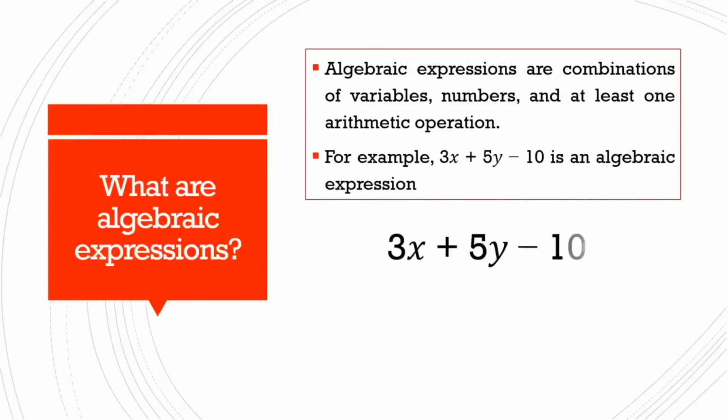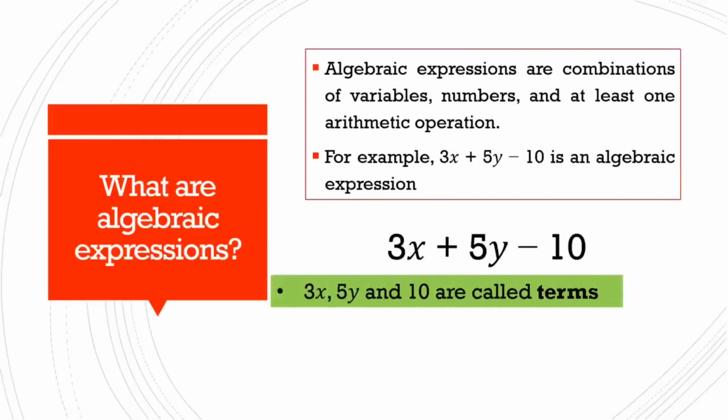So here is an example of an algebraic expression. We have 3x plus 5y minus 10. That expression has the following terms. We have 3x, 5y, and 10. These terms are separated by the operations addition and subtraction. So if I'm going to ask you how many terms are there in this algebraic expression, your answer should be 3 because we have 1, 2, and 3 terms.